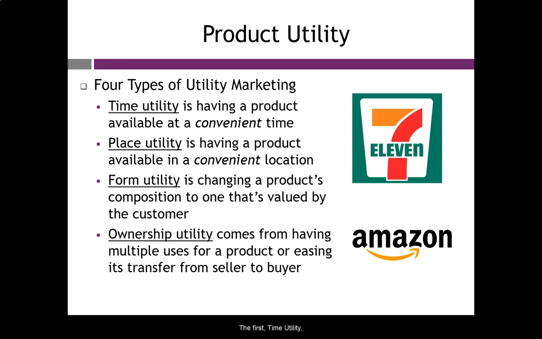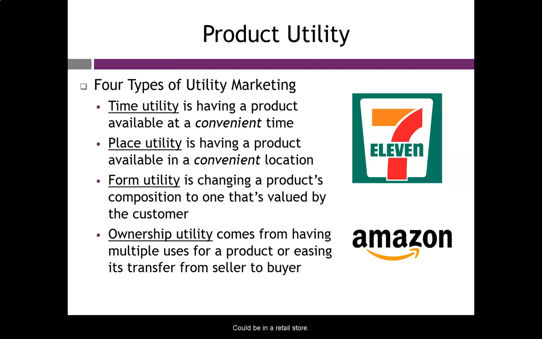The first, time utility: having your product available at a convenient time for your customers. Think of bathing suits. When do you want bathing suits available? In the summer, right? Time utility, have bathing suits available in the summer. Back to school supplies, have them available in August before everybody goes back to school. Being open 24 hours, right? 7-Eleven, perfect for time utility. Amazon, always open. You can shop anytime. And that's time utility.